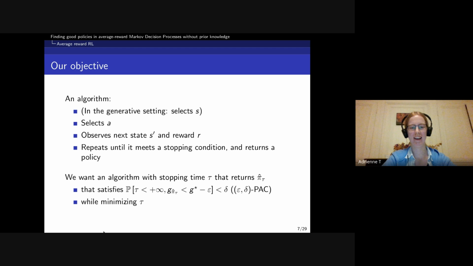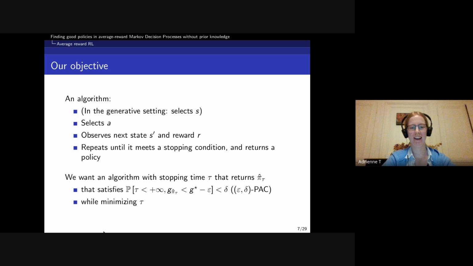So in the generative setting, you choose your state, and then you choose the action you want to perform in that state, and you observe what happens. What is the next observed state, and what is the reward that we incur? By doing that over and over again, we gather more and more information until the algorithm says, okay, I'm done, I stop. It meets a certain stopping condition, and it returns a policy that it thinks is good.